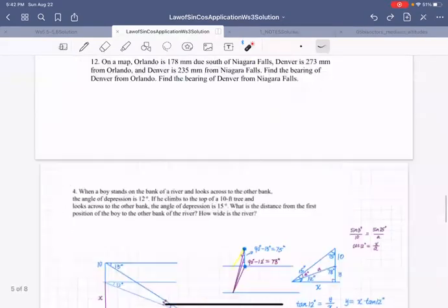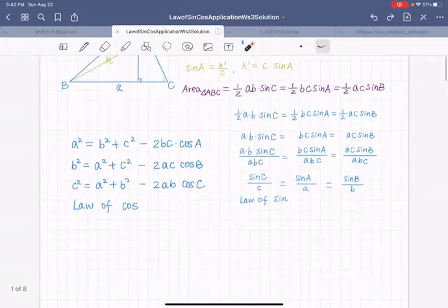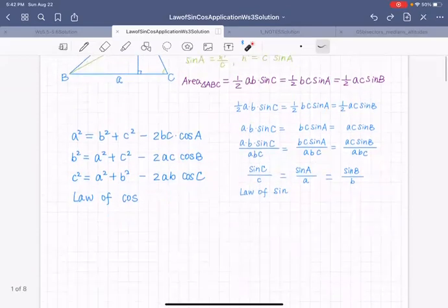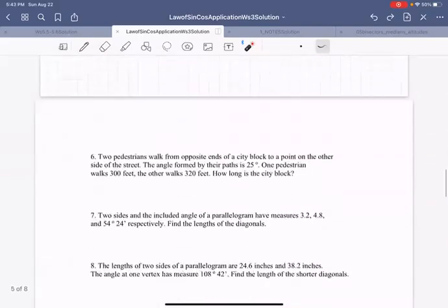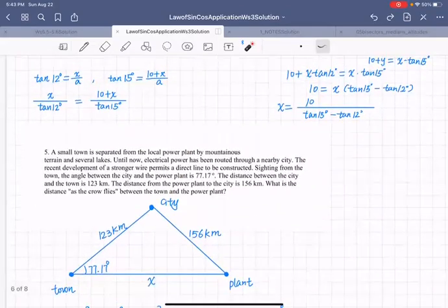Look, this is the law of sine and the law of cosine. For law of sine, you need to know at least 2 angles. For law of cosine, if you're given 2 sides and 1 angle, that's the law of cosines. So you want to choose law of cosine, okay? So we want to choose law of cosine here.